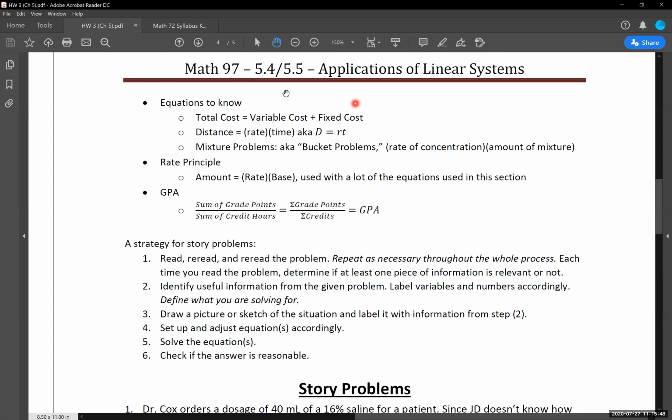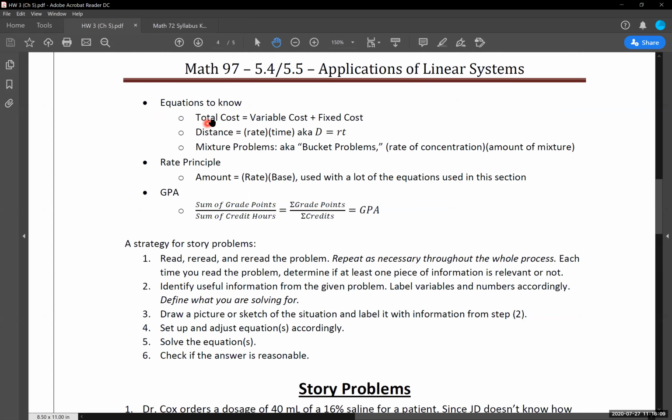So today we're taking a look at the 5.4 and the 5.5 material, both of which are working with applications of linear systems, meaning story problems. Now the main types of problems that we're going to be seeing between both of these sections are equations that we are going to need to know, are ones we have here.